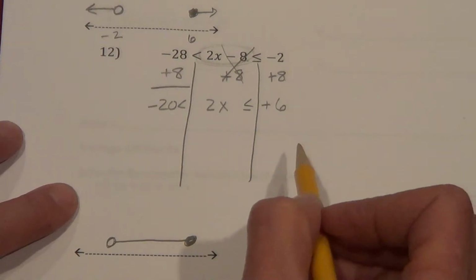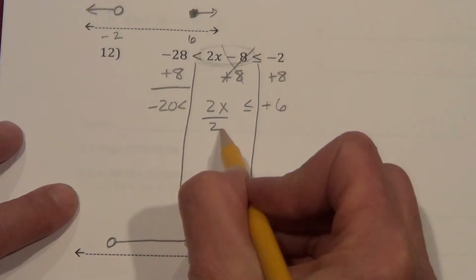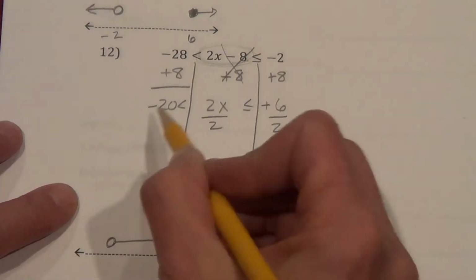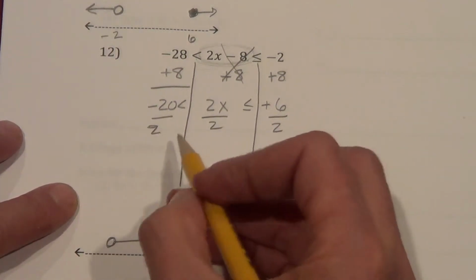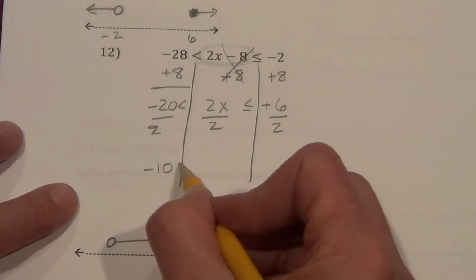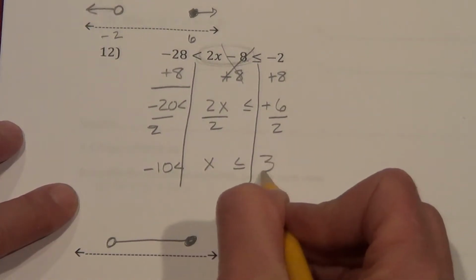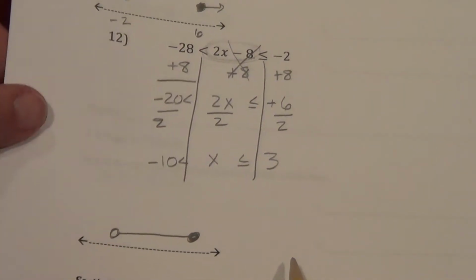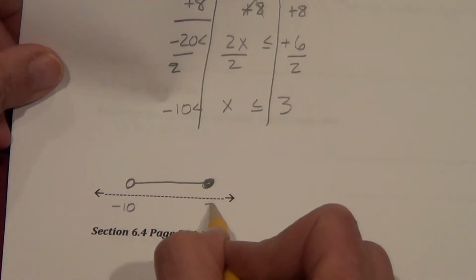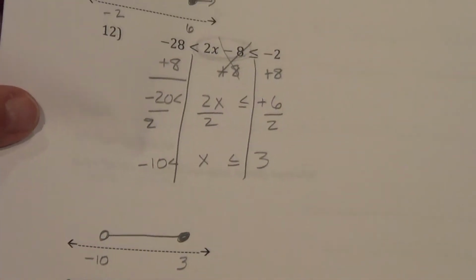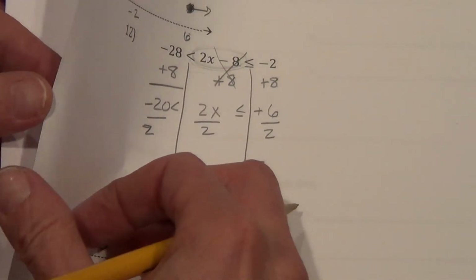Now in order to get that x alone, we need to divide by 2. Remember, we do that in every section. Negative 20 divided by 2 is a negative 10. Is less than x, which is less than or equal to positive 3. So we come down and we show negative 10 and a positive 3 on the graph. Those are complex inequalities. That's how we solve them.